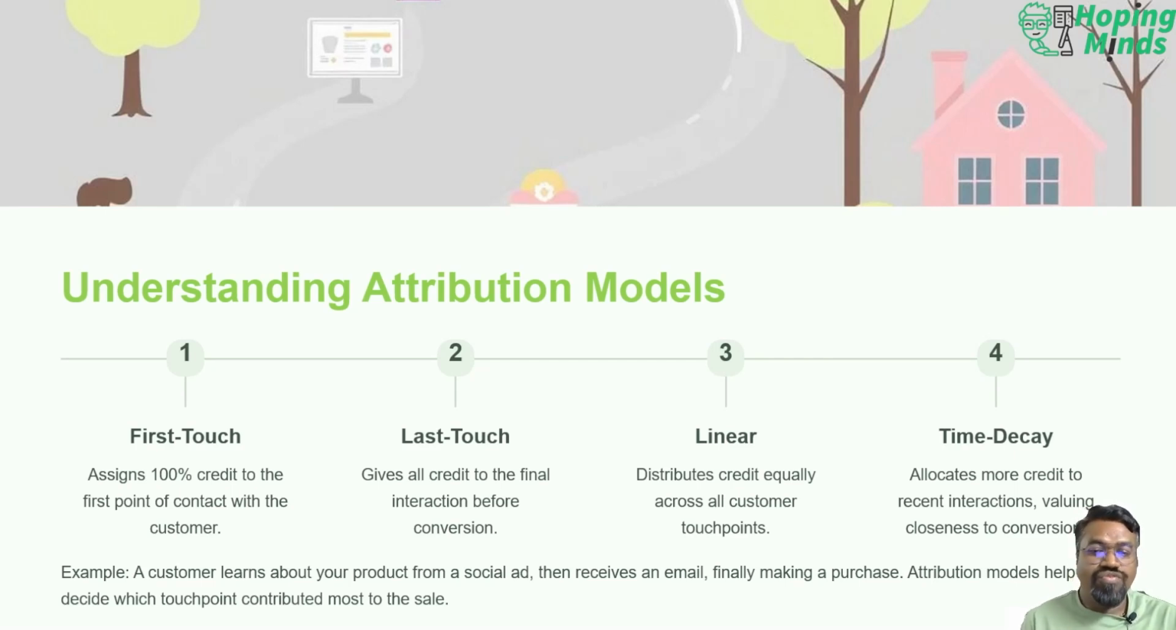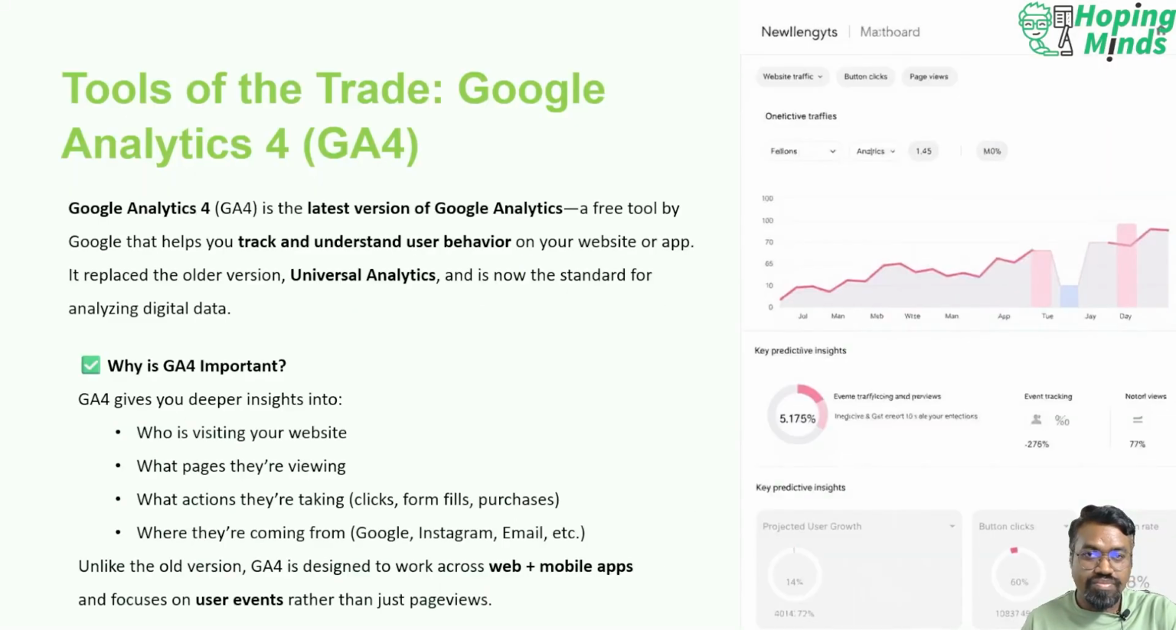I would like to give you one more example. Let's say a customer learns about your product from a social media ad, then receives an email, and finally makes a purchase. Attribution models help decide which touch point contributed the most for the sale to happen.